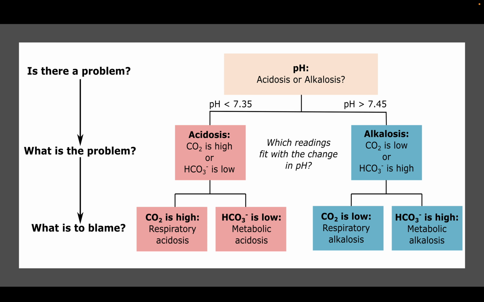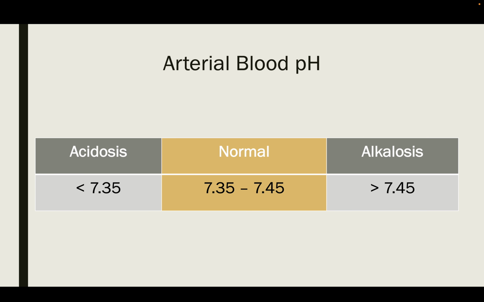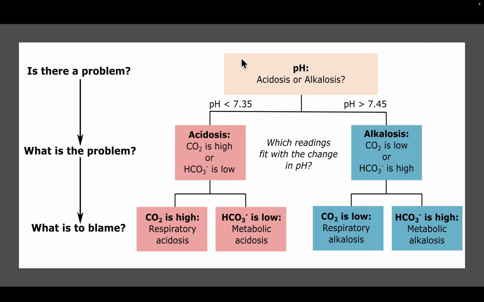Now, when it comes to interpretation, what are we looking at? What are we seeing with this arterial blood gas, with these numbers coming back to us? Well, first off, we're going to start right up here. Is there a problem? We're going to look at pH. Is it too high? Is it too low? Or is it just right? Going back to our normal range, 7.35 to 7.45, is it outside that range? If it's less than 7.35, we're in some sort of acidosis. If it's greater than 7.45, we're in some sort of alkalosis.